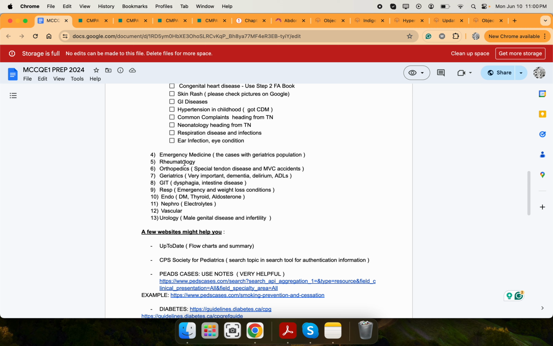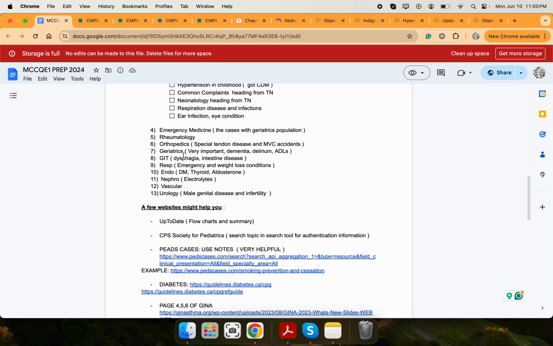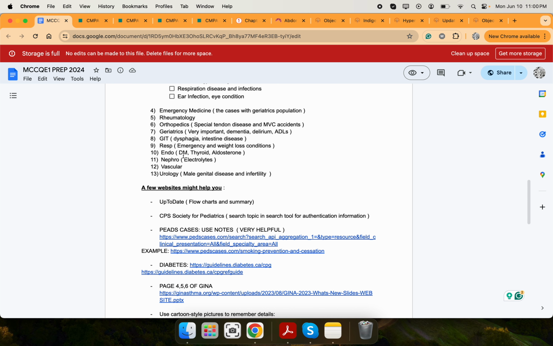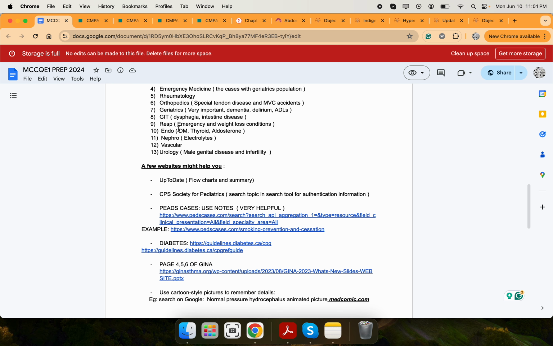Geriatrics, all time favorite, all time important, because in Canada you can see there are a number of people who are above adult age, in the geriatric range. So there are many conditions which are coming: dementia, delirium, activities of daily living, fractures, osteoporosis, everything is important. GIT, yes, it's important. Respiration is important. Endo is important, and thyroid and diabetes are very important.